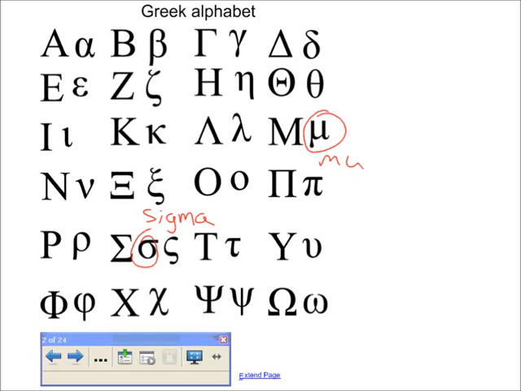Some other ones you may recognize are delta, pi, lambda. Capital sigma is one that we'll get to a lot. We'll see today as well, and in a few units coming up.